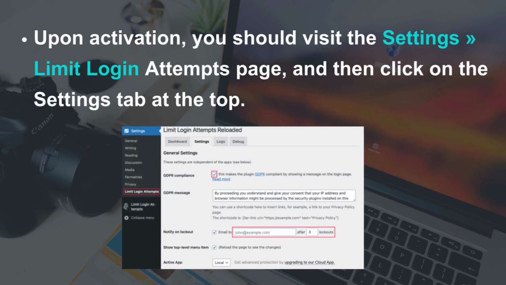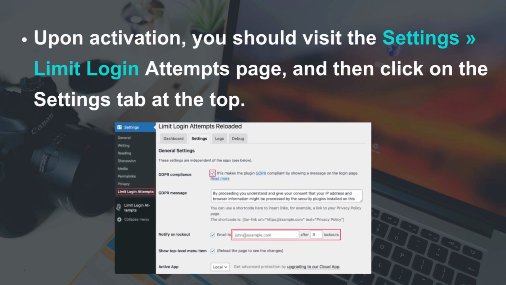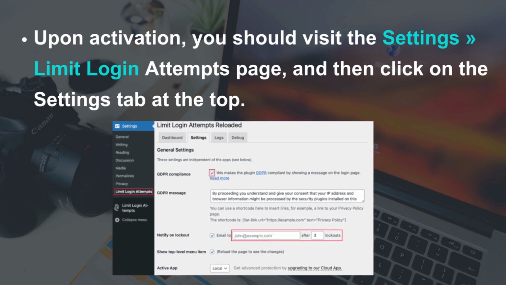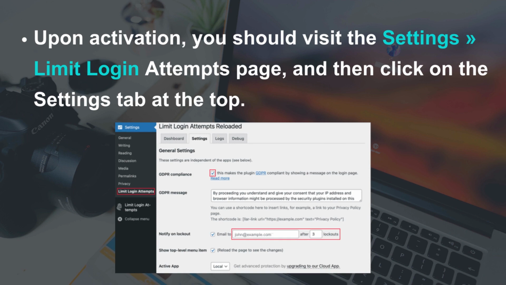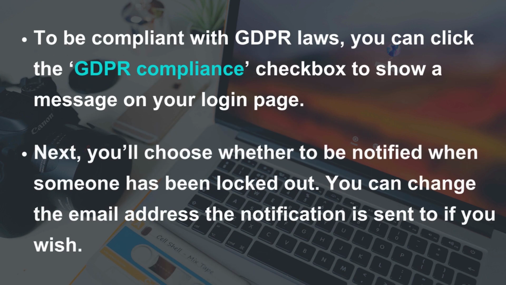Upon activation, you should visit the Settings, Limit Login Attempts page, and then click on the Settings tab at the top. The default settings will work for most websites, but we'll walk you through how you can customize the plugin settings for your site. To be compliant with GDPR laws, you can click the GDPR compliance checkbox to show a message on your login page.